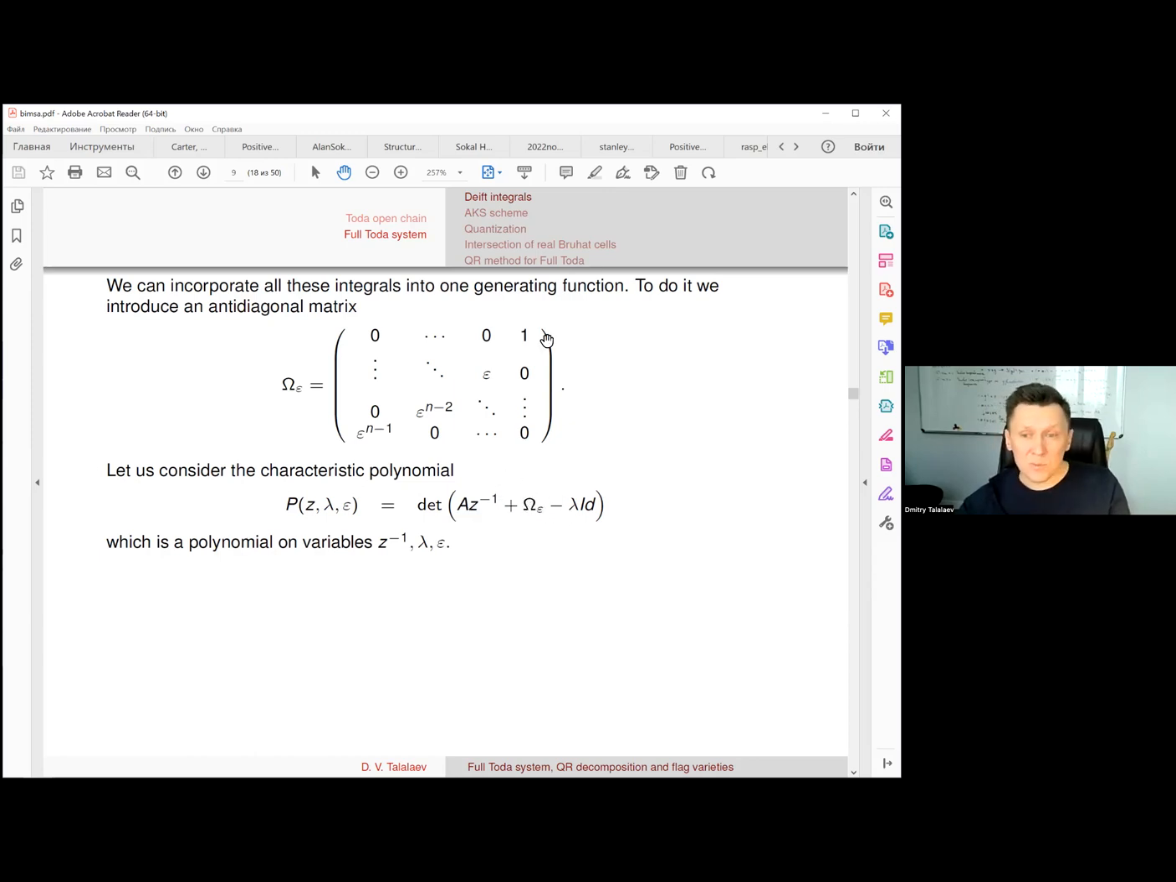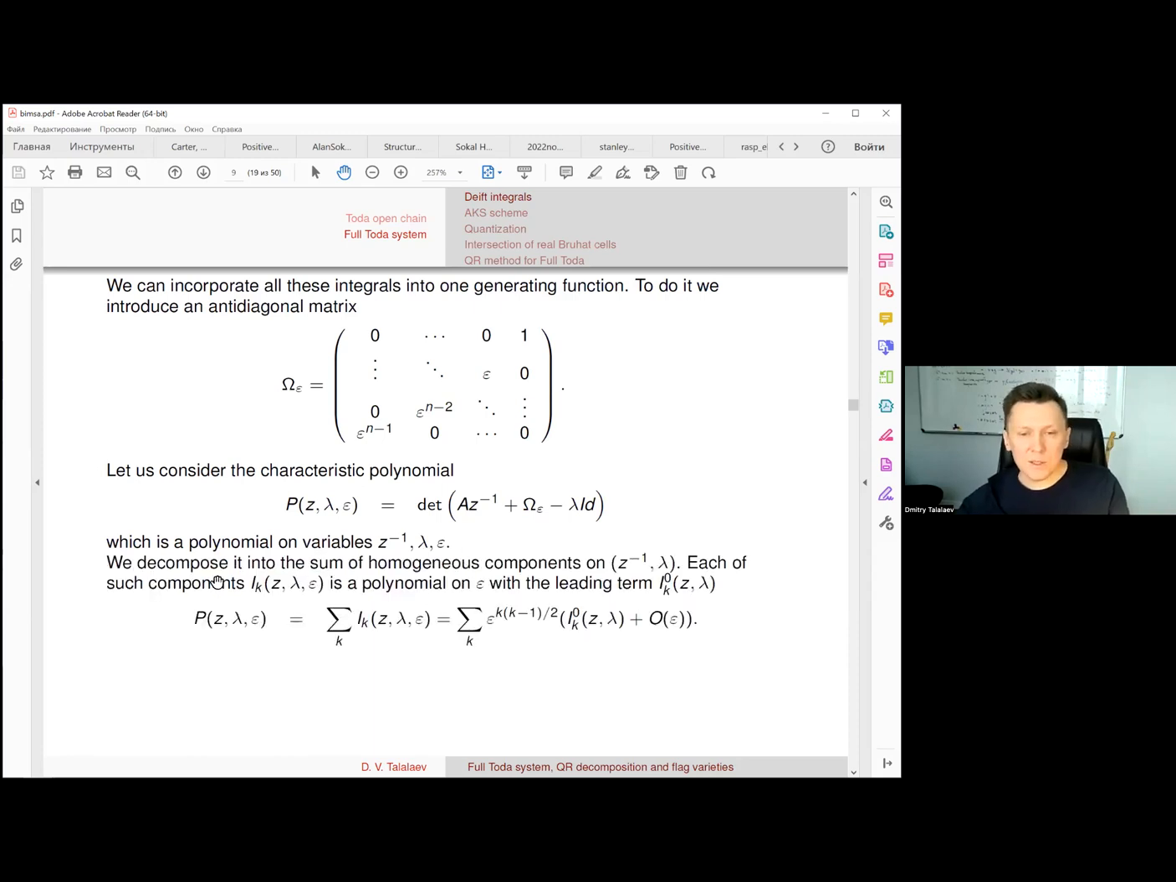There is a magnetic term of such special kind, in terms of, for example, the Lax operator for the Gaudin model. And we consider its characteristic polynomial. It is a polynomial in variables z^-1, lambda, and epsilon. Then we consider its decomposition into the sum of homogeneous components in z^-1 and lambda. Each such component, I_k(z, lambda, epsilon), is a polynomial in epsilon, with the leading term, the smallest term, like this.